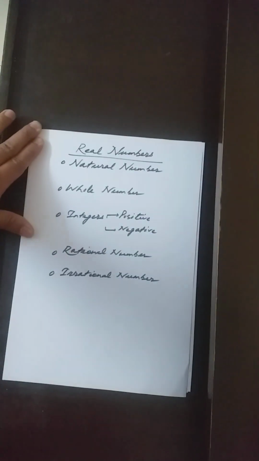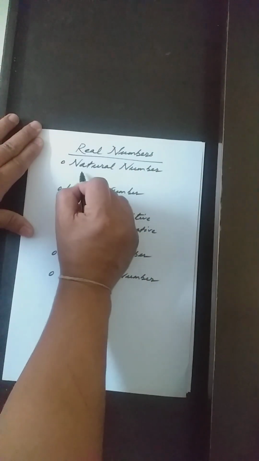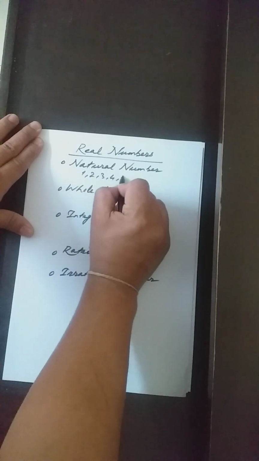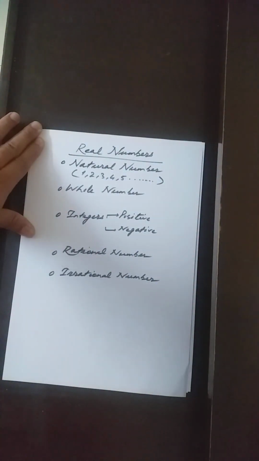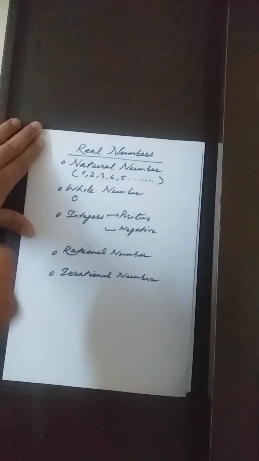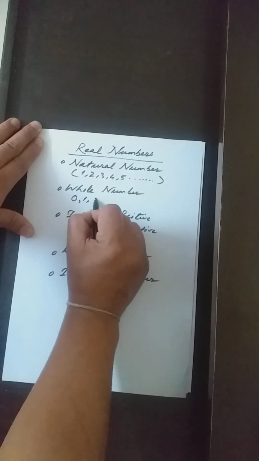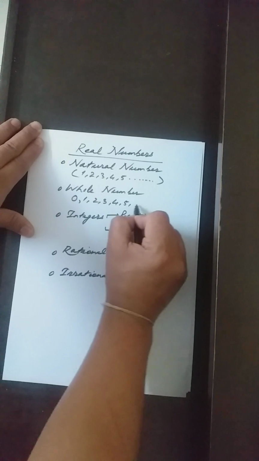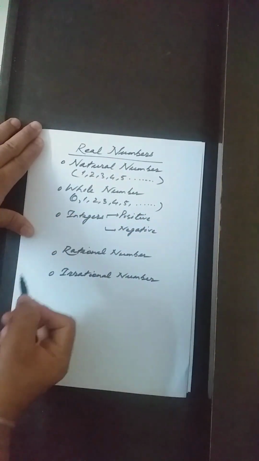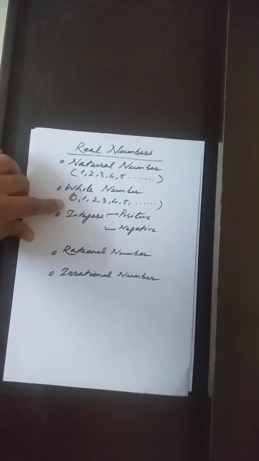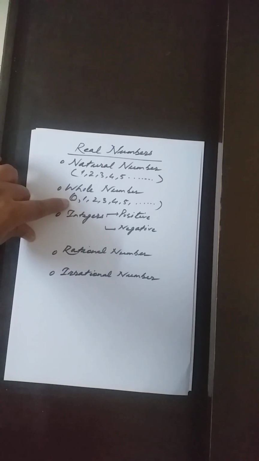So what exactly are natural numbers? Numbers beginning with 1, going through 2, 3, 4, 5, 6, and so on and so forth. These numbers are called natural numbers. And when we introduce a digit 0 with these natural numbers, then this set of numbers 0, 1, 2, 3, 4, 5, 6, 7, 8, 9, and so on, becomes whole numbers. So whole number is nothing but the set of natural numbers plus digit 0.